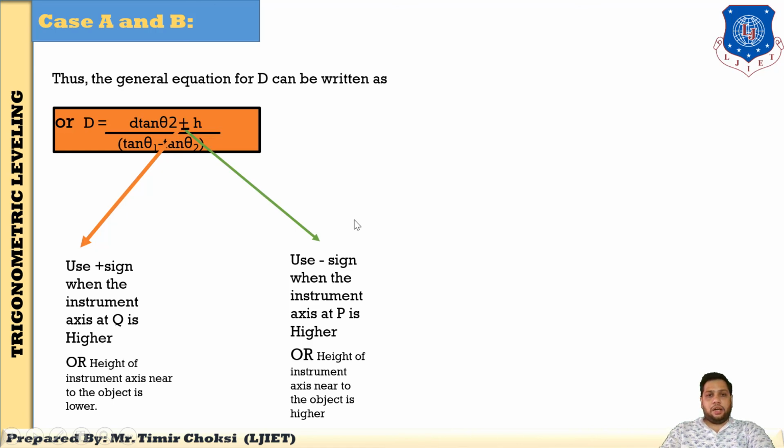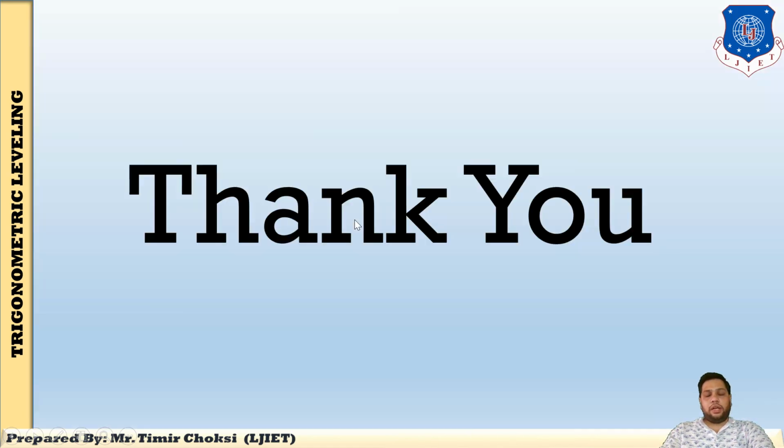So this is about case A and case B, when the instrument axes are at different levels. There are two possibilities, and I have explained both with derivation, so you can clearly understand. Thank you so much for watching this video. In this video I have explained case number 2, instrument axes at different levels.